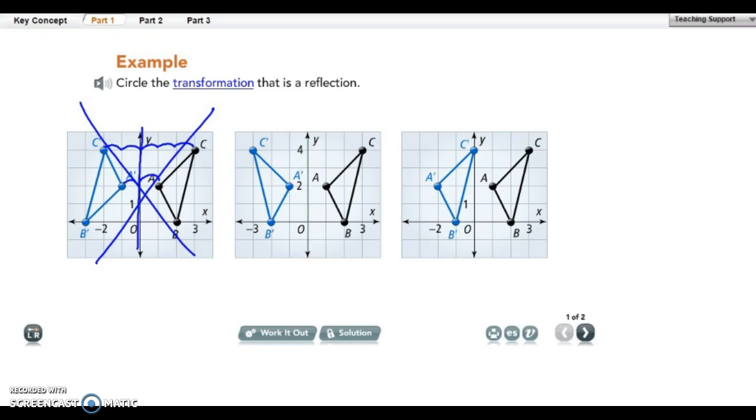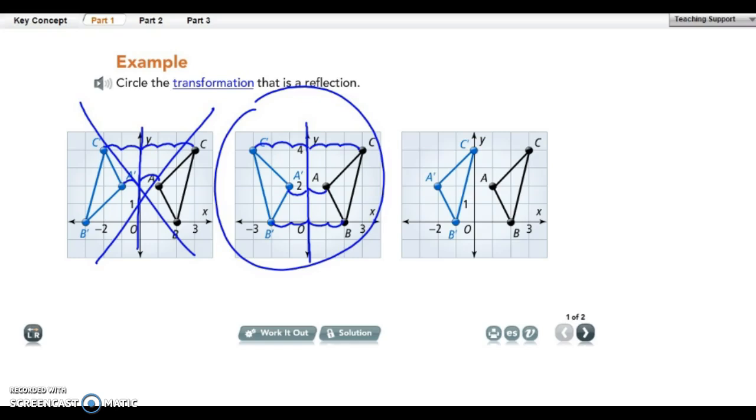The second one, as we're looking at it, we're going to put our line of reflection right down the middle in between our two A's. We have 1 unit over from each one, so that looks right. Our C's are 3 from the line of reflection and 3 from the line of reflection here. There are 2 spots from the line of reflection for B prime and for B, therefore this one is a reflection.